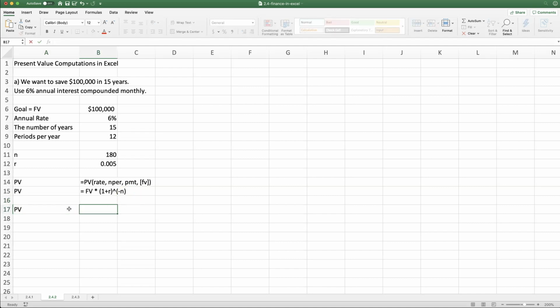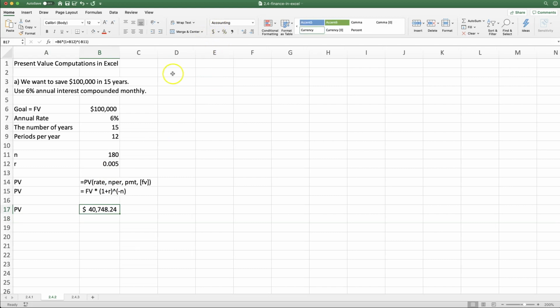Using the manual formula, the present value is equal to the future value times 1 plus r to the power of negative n. Is $40,748. I'm going to format this as currency to make it a little easier to read. If we want $100,000 in 15 years using this interest rate, we need to put $40,000 in today, in the present, in order to meet that goal.